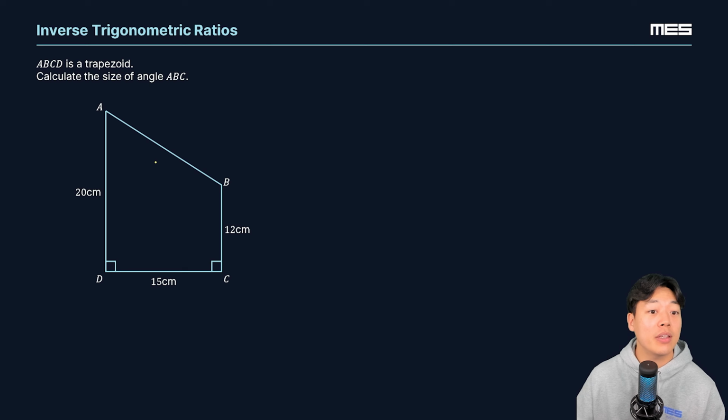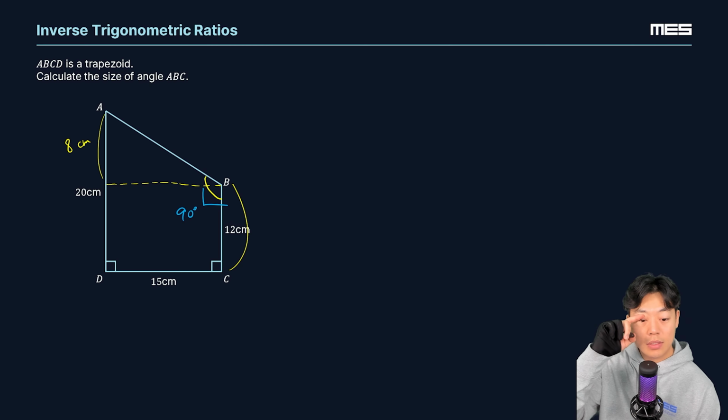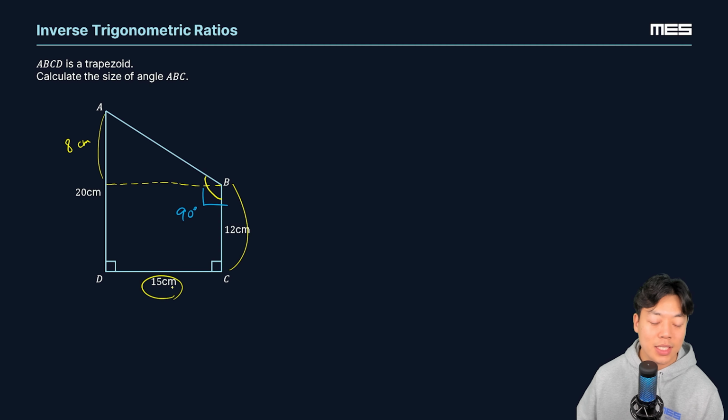ABCD is a trapezoid. Calculate the size of angle ABC. So I want this entire angle right here, but I know right off the bat that if I split this up, I have 90 degrees right here. Then I also know that because this side is 12 and this entire side AD is 20, this little side will be 8 centimeters. I'm also aware that if this is 15 centimeters, then this is 15 centimeters. And guess what? This is our special right triangle, 8, 15, 17.